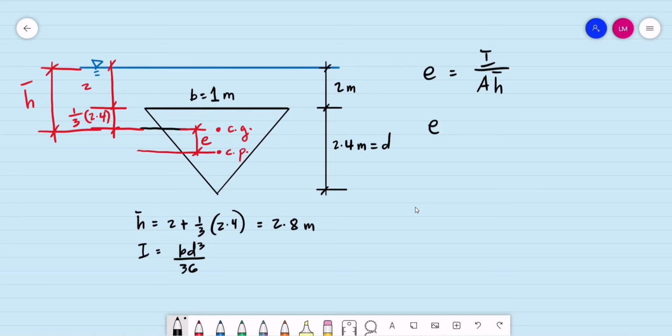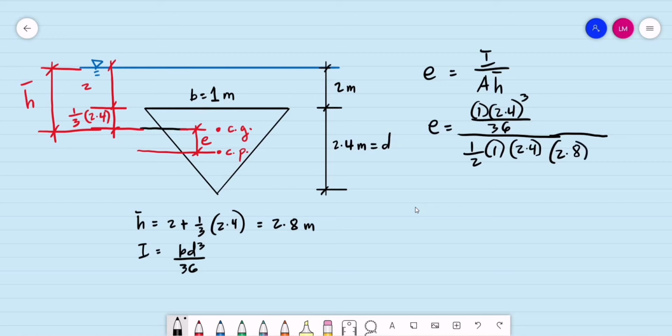So we have now the eccentricity is equal to moment of inertia. The base is 1 meter. Yung depth niya is equal to 2.4 meters cube. This is divided by 36 all over. Ano yung area? That is 1/2 of the base, 1 meter, a depth of 2.4 meters. So area ng triangle, 1/2 base times height, times the bar H na na-compute is equal to 2.8 meters.